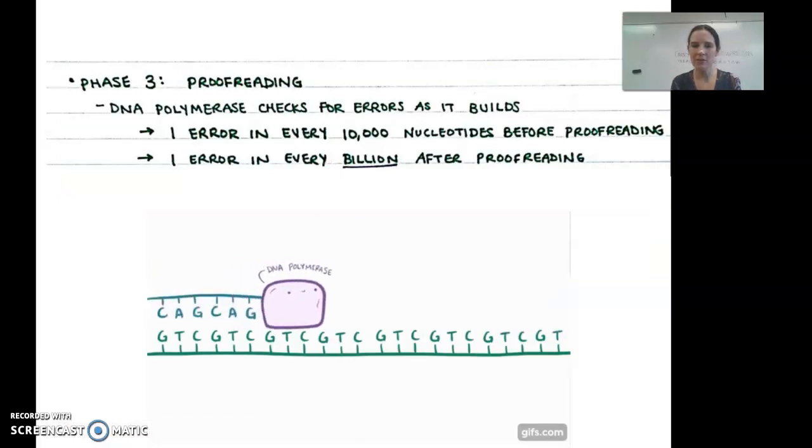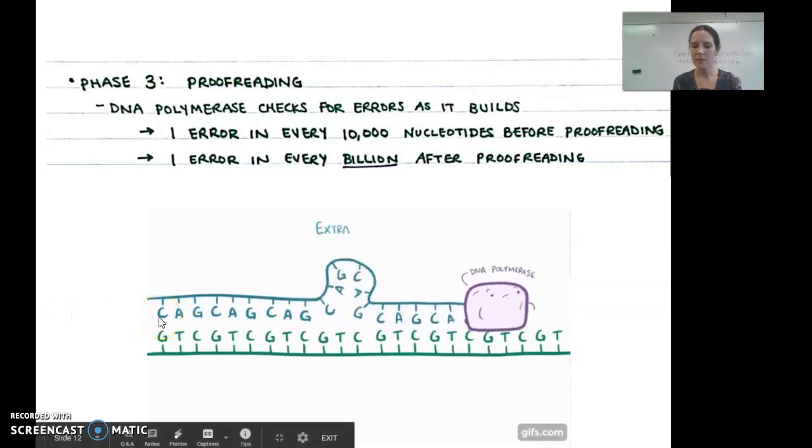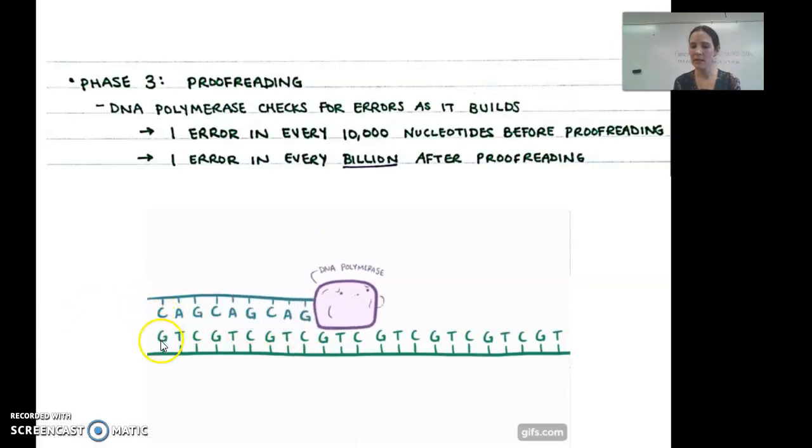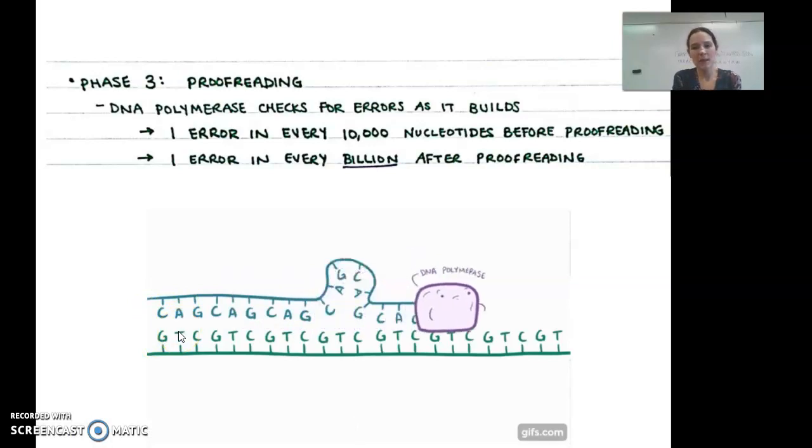The last phase of DNA replication is called proofreading. And during proofreading, we need to check for errors. So every time DNA polymerase zooms along that strand of old DNA, it's making sure that I partner up a C and a G, an A and a T every single time. And occasionally it does make errors.